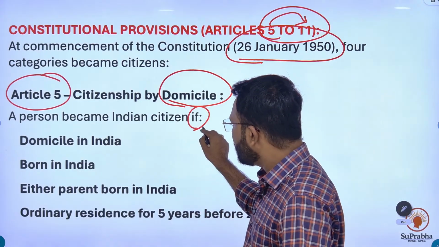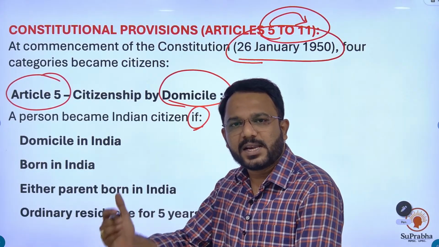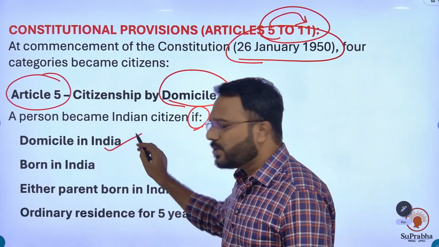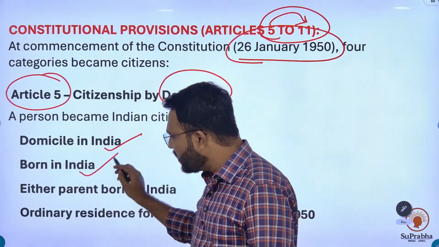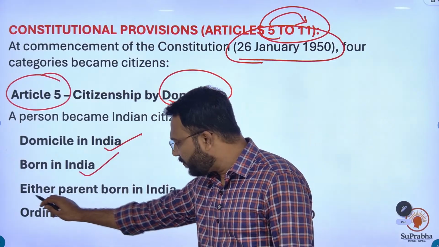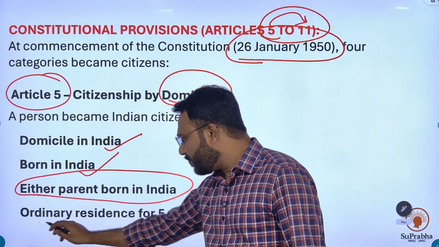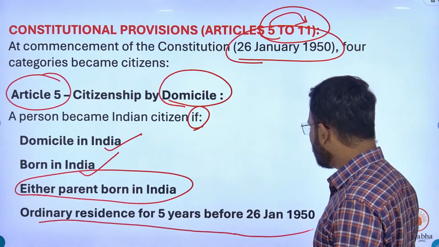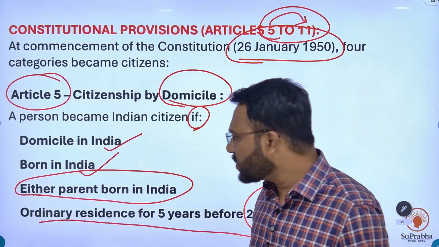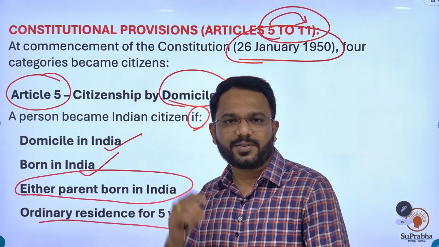There are 4 conditions. If he is domiciled in India, he is eligible for citizenship of India, but he should have been born in India. If he is not born in India, that is fine, but either of his parents should have been born in India. And he should have been ordinarily resident for 5 years before 26 January 1950. So these are the 4 conditions mentioned in Article 5 under domicile.